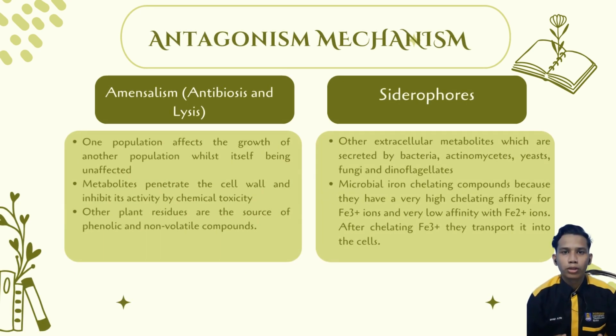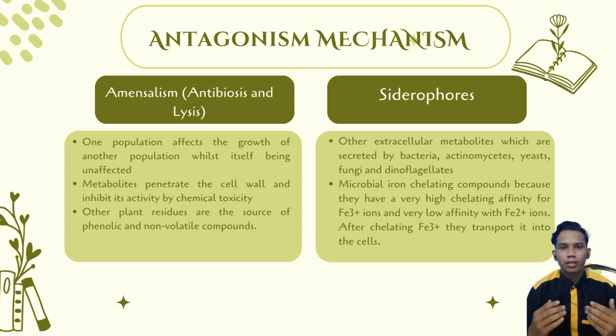So we go into more detail. Commensalism is when one population affects the growth of another population while itself being unaffected. Metabolite penetrates the cell wall and inhibits its activity by chemical toxicity. Other plant residues are the source of phenolic and non-volatile compounds. Antimicrobial substances, which are antibiotics, are produced by microorganisms in soil, such as bacteria and actinomycetes, which are fungi-like, along with aldehydes, alcohols, acetone, organic acids, and non-volatile and volatile compounds, which are toxic to microbes.